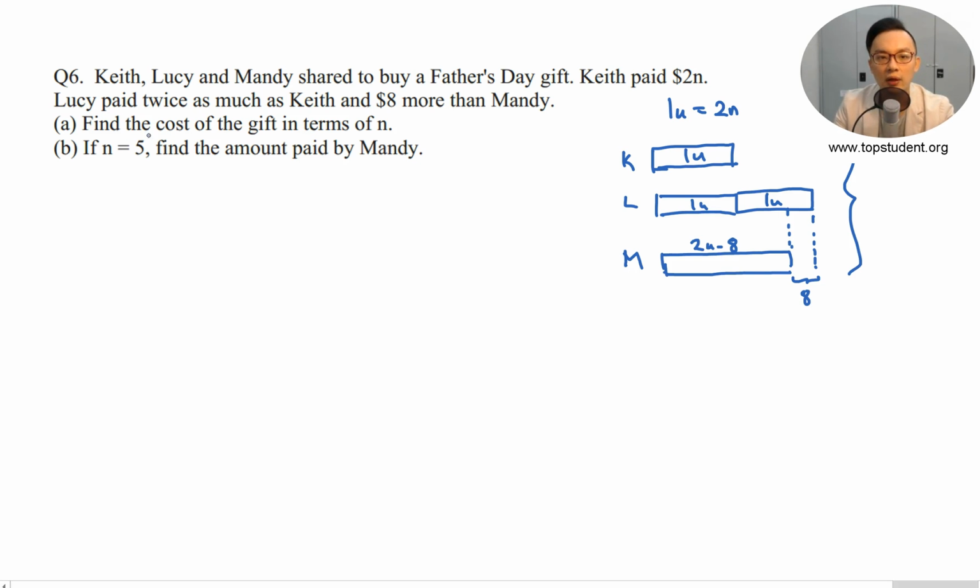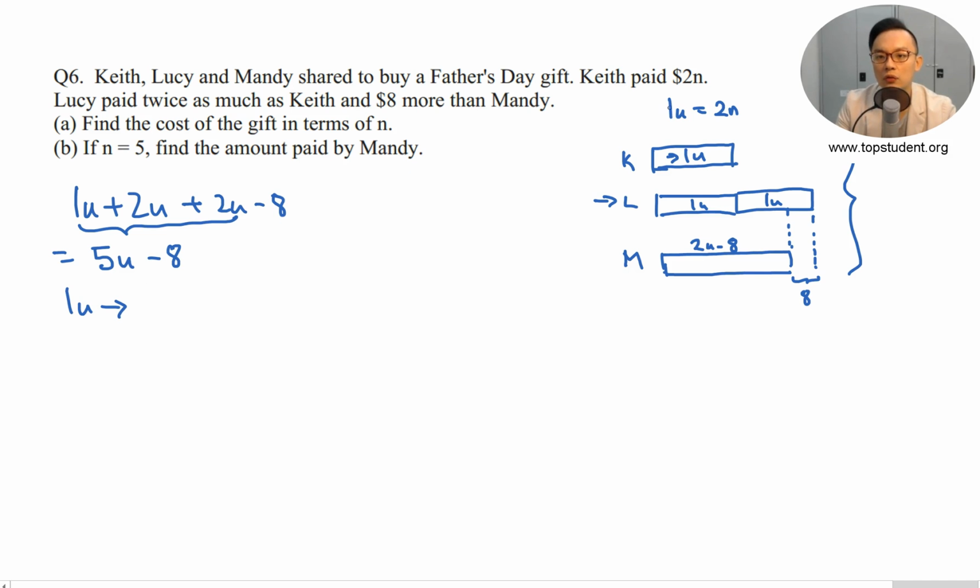All right, so find the cost of the gift in terms of N. So if you want to do it the slow way, it's actually 1U, 2U, 3U. So add up everything: 1U plus 2U. So 1U is this one, 2U is this one, plus 2U minus 8. All right, so that's the slow way. If you add this up, that is 5U minus 8. And I know that 1U is actually equal to 2N because K paid 2N. So therefore 5U minus 8 is equal to 5 times 2N minus 8.